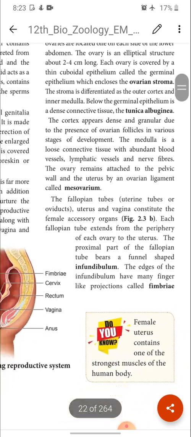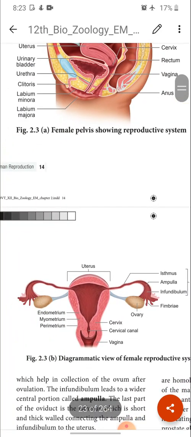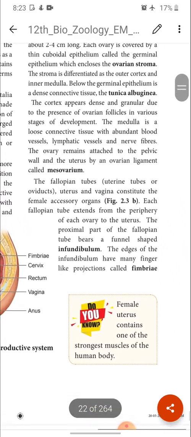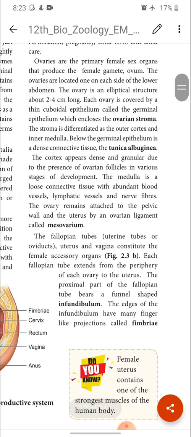Next page we will see that. See here, the ovary continues as the fallopian tube. Let's see about the fallopian tube. The fallopian tubes are uterine tubes or oviducts. Uterus and vagina constitute the female accessory organs. Like the male reproductive system, where only the testis is the primary sex organ and other structures are considered accessory ducts and accessory glands, in the same way in the female reproductive system the fallopian tube, uterus and vagina constitute the accessory organs.